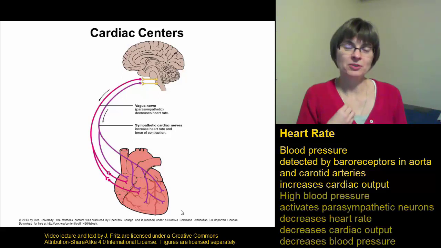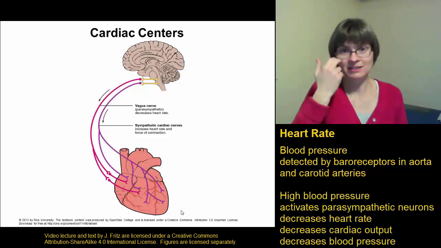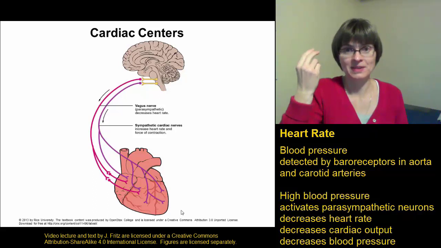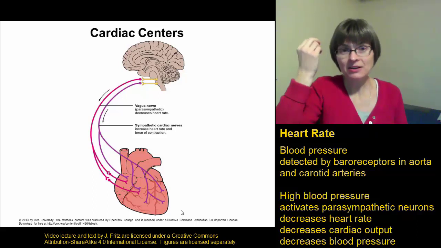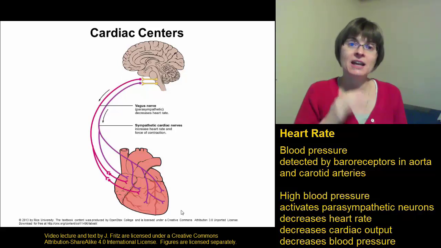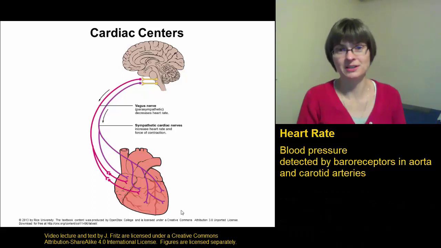When these baroreceptors detect high blood pressure, they send signals up to the cardiac center to say the blood pressure is high. We need to reduce the blood pressure. That activates parasympathetic neurons. The parasympathetic neurons come to the heart and they reduce the heart rate. That's going to push less blood into the arteries and that's going to reduce the pressure in the arteries.